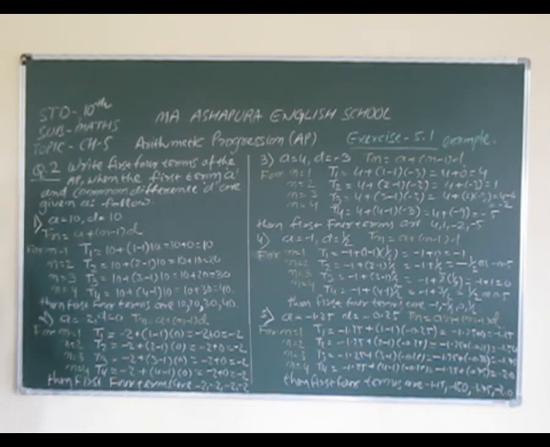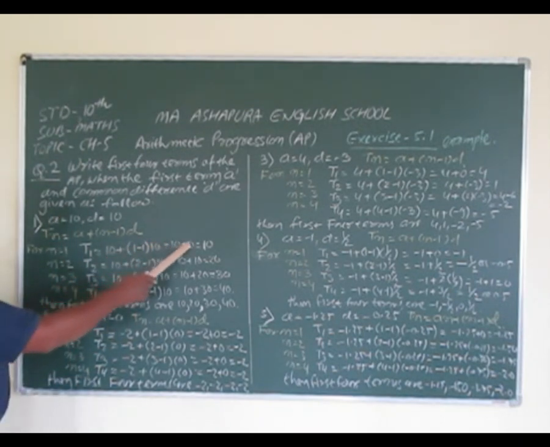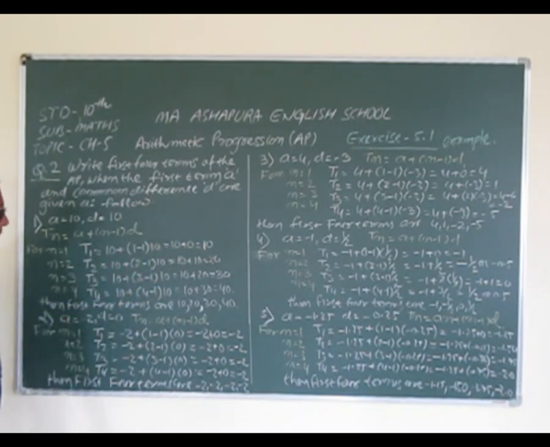Now for n is equal to 1, substitute the value n is equal to 1 in the formula. A is equal to 10 and D is also equal to 10, and we calculate the first term T1. So T1 is equal to 10 plus 1 minus 1 into 10. 1 minus 1 is 0 and 0 tens are 0. So 10 plus 0 is equal to 10, the first term.